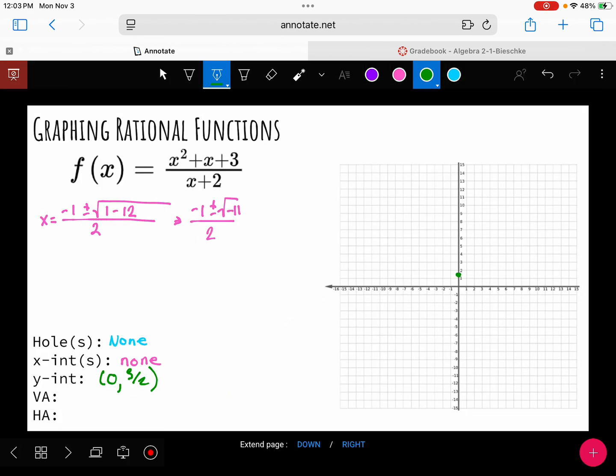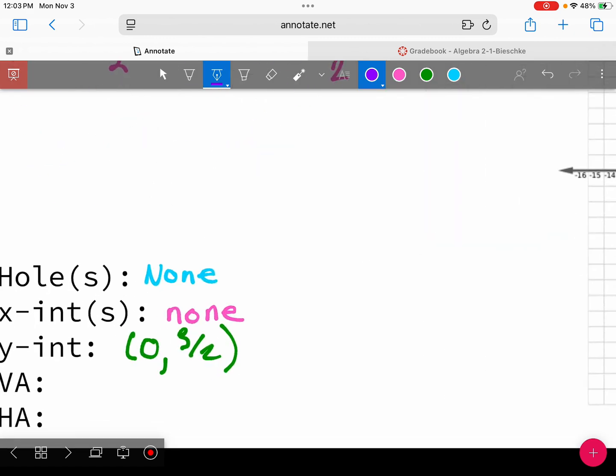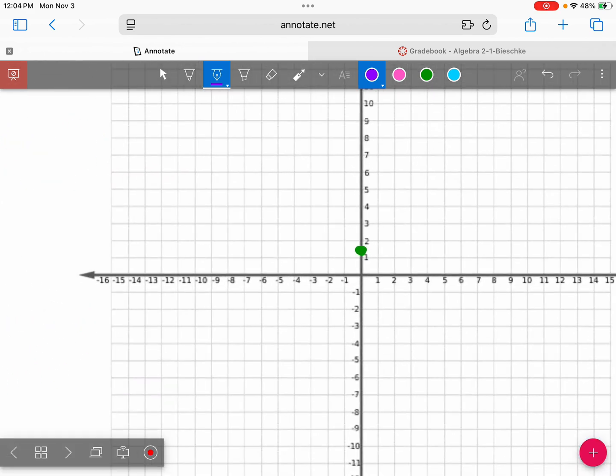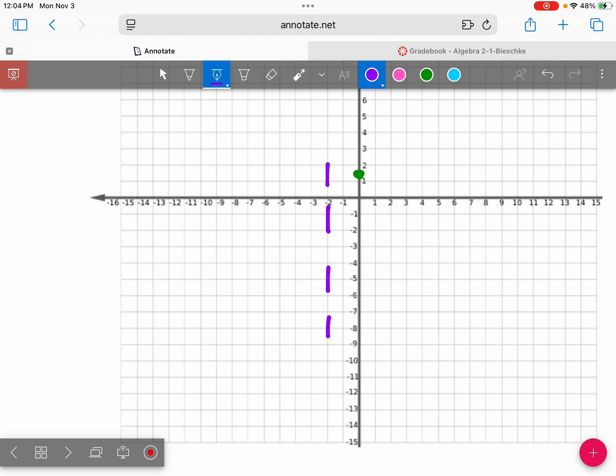I can get my vertical asymptote. That's going to happen where our denominator equals 0. So our vertical asymptote is going to happen at x equals negative 2. So I can plot that one up here, like this.